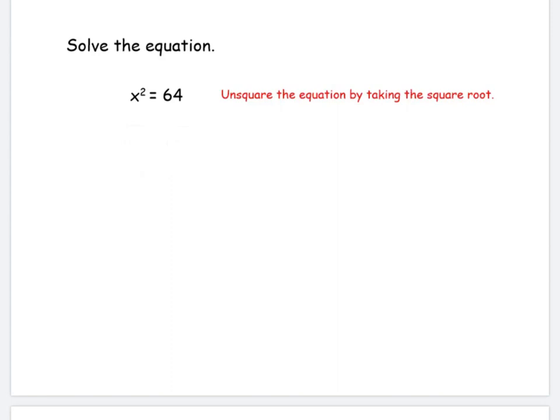Last thing I want to take a look at is if we have an equation that has a square in it. In order to find out what x equals, you have to take the square root of each side. Notice it says unsquare the equation by taking the square root. So I want to take the square root of x squared, and I want to take the square root of 64. So what happens here is that the square root and the square, they're opposites, so they cancel each other out. So all we're left with there is x. And then the square root of 64.